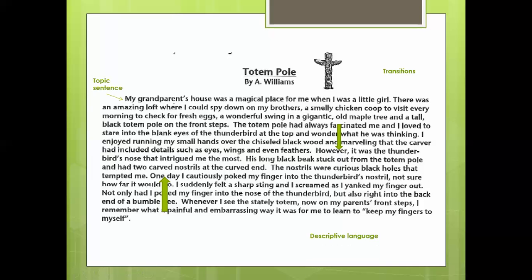It uses descriptive language. What kind of place was it? It was a magical place. What kind of loft? An amazing loft. What was that chicken coop like? It was smelly. What kind of wood was it? It was black and it was chiseled. You can get a picture of it. And what an interesting way to describe nostrils, curious black holes. Great descriptive language.